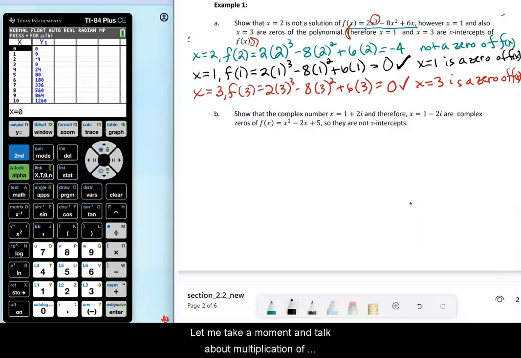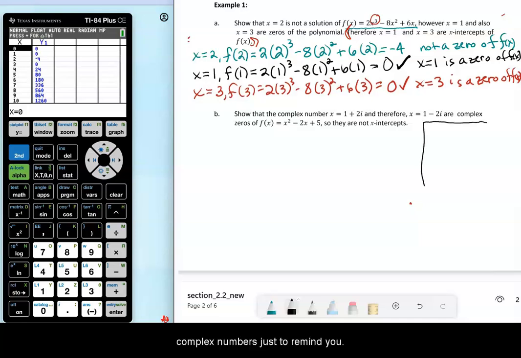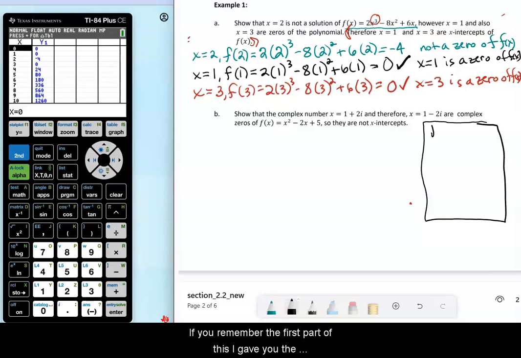Let me take a moment and talk about multiplication of complex numbers, just to remind you. If you remember the first part of this, I gave you the definition that the square root of negative 1 is equal to i. Well, the square root of negative 1 squared, which is i squared, is equal to the value negative 1.